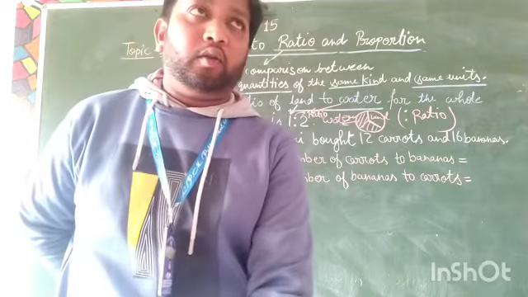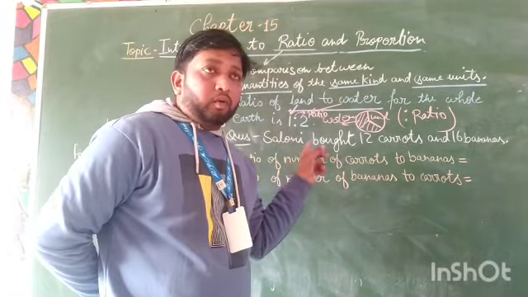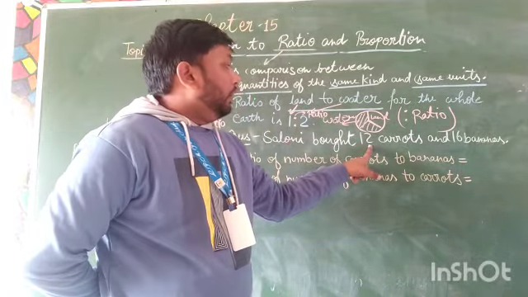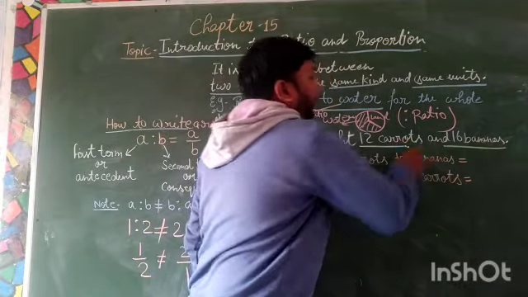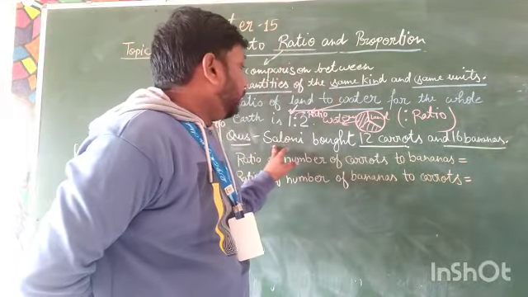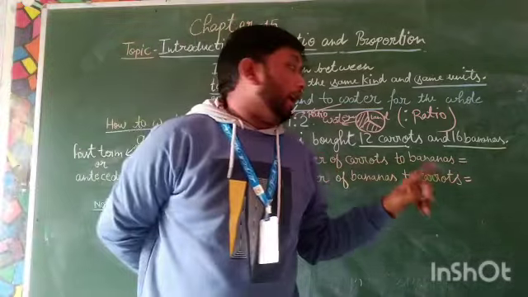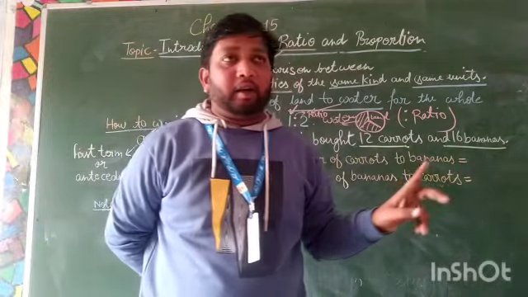Suppose there is a girl, Saloni, who goes to the market and buys 12 carrots and 16 bananas.